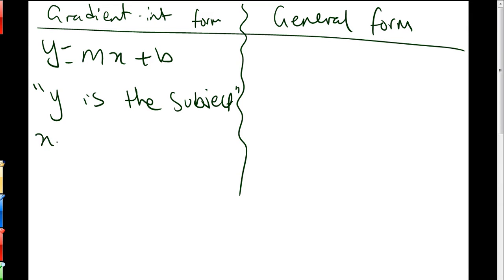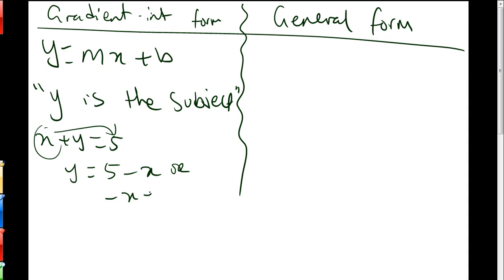So if you have something like this, which we did before, you want to make it into gradient intercept form. How? By making y the subject, get rid of this x. It comes down to this side. So y is equal to positive 5, take away x. Or you could have written it as minus x plus 5. Same thing. That's called the gradient intercept form. So if you have things like this, your key point is, I want to make y the subject, so everything else on the other side, y on its own.